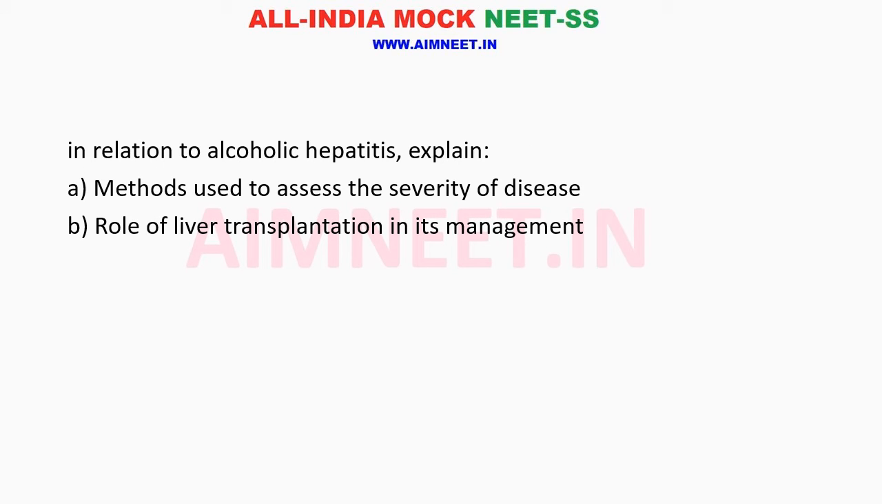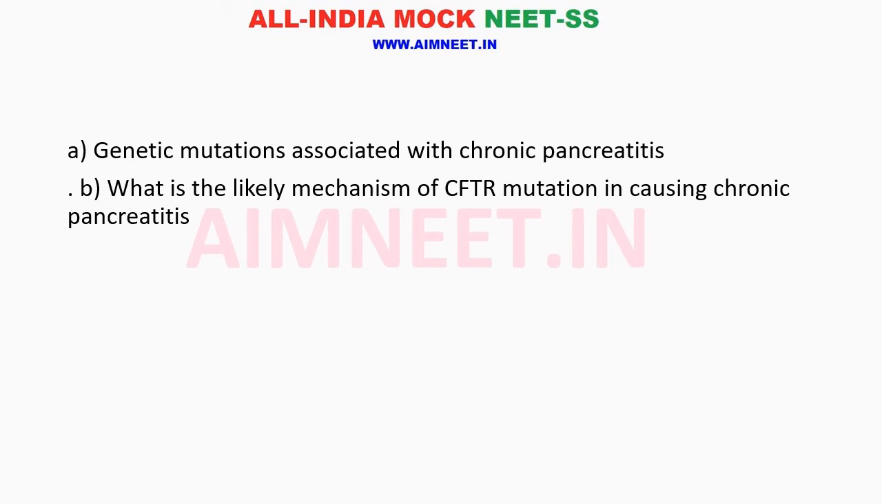In relation to alcoholic hepatitis, explain methods used to assess the severity of disease, role of liver transplantation in its management. Genetic mutations associated with chronic pancreatitis. What is the likely mechanism of CFTR mutation in causing chronic pancreatitis?